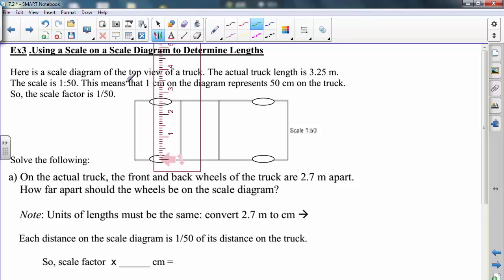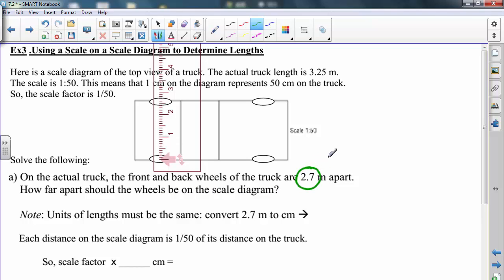Here is a scale diagram of the top view of a truck. The actual truck length is 3.25 meters. The scale is 1:50. This means that 1 centimeter on the diagram represents 50 centimeters on the truck. So the scale factor is 1/50. Let's solve the following. On the actual truck, the front and the back wheels of the truck are 2.7 meters apart. How far apart should the wheels be on the scale diagram?